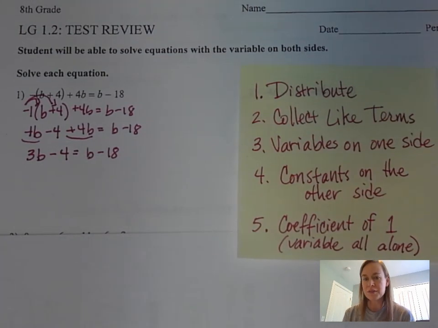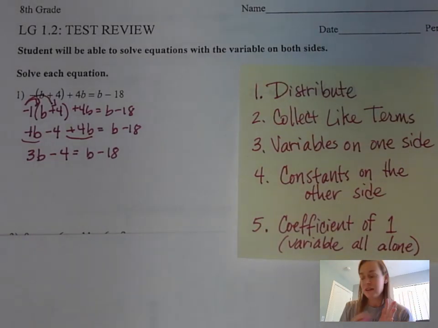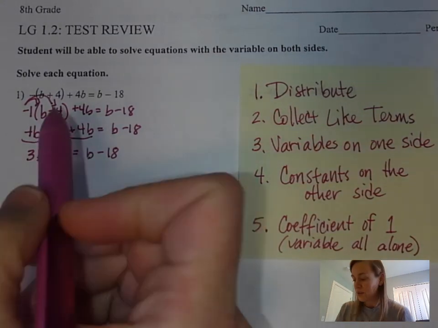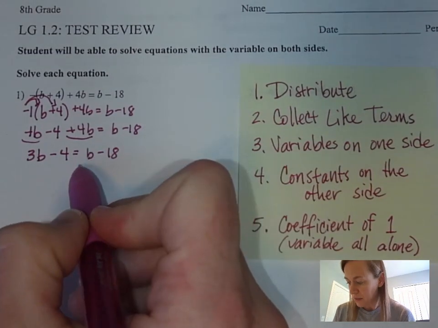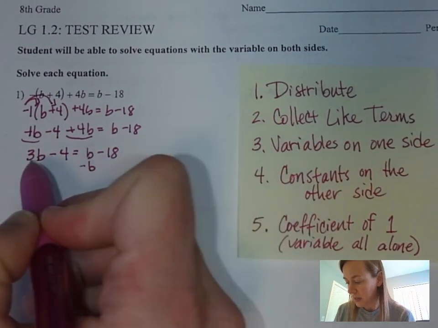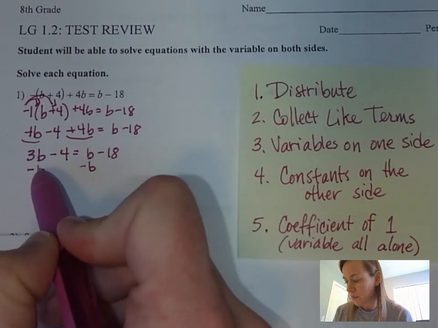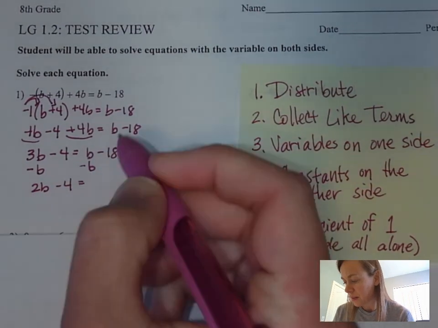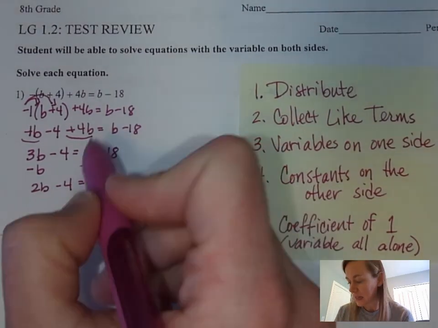Let's go to variables on one side. That is step number 3. So basically you want to have all the variables on the same side of the equation. And then as you can see in step 4, you want all the constants on the other side of the equation. So we want this 3b and this b to be on the same side. What I'm going to do is just get rid of it on this side by subtracting it. And then what I do to one side, I have to do to the other. So 3b minus b is going to give me 2b, still minus 4. And then those go to 0, and now I have that -18 left.